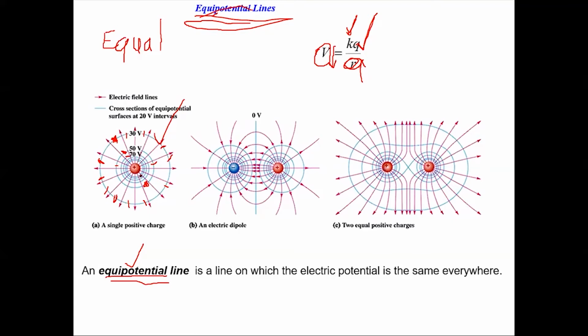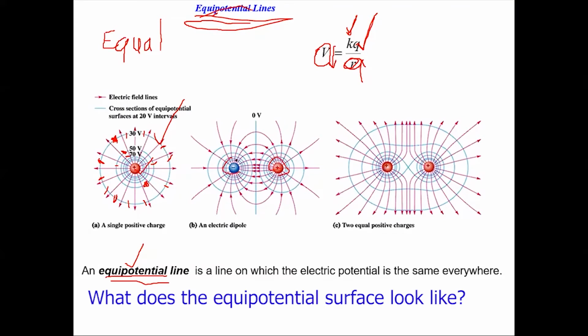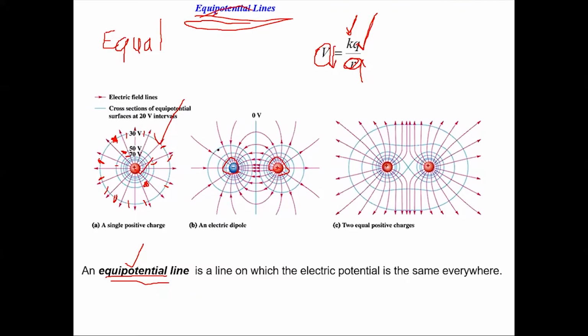I just talked about when there is only one charge, plus Q, in the center. How does the equipotential surface look if you have two charges, plus and minus? When you have two charges like this, how does the equipotential surface look? It will be as shown in the picture. See the blue circles here now?